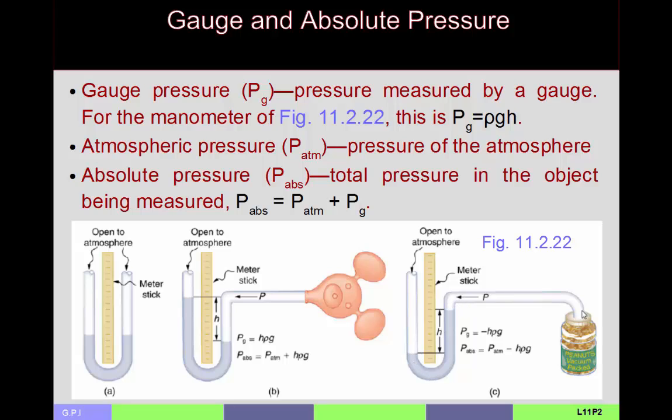Similarly, this gauge is reading a negative pressure because the end that's open to atmosphere actually has fluid lower than the end that's closed to atmosphere. And so these are vacuum-packed peanuts. The gauge pressure is negative, but the absolute pressure inside of this thing is actually still positive because the atmospheric pressure is greater than the magnitude of the gauge pressure. And so you'd have 1 atmosphere minus h times rho times g.